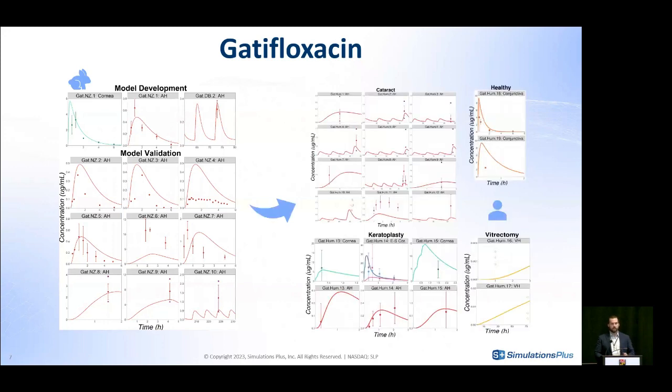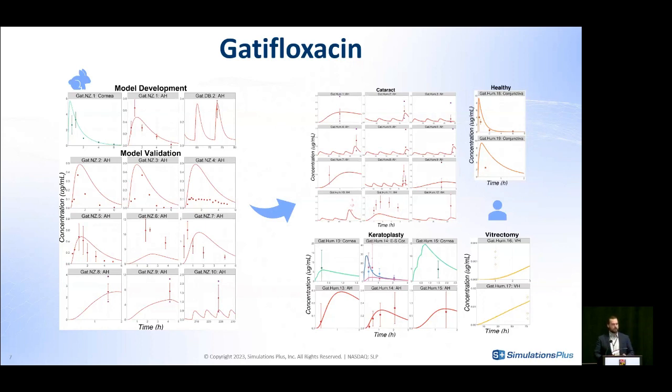What we then did, and going back to the first slide, is we changed all of the physiological parameters between rabbit and human. So we changed the tissue size, we changed the convection flow, we changed the turnover rate, for example, and we kept all of the drug-specific parameters the same, and we just simulated clinical data.